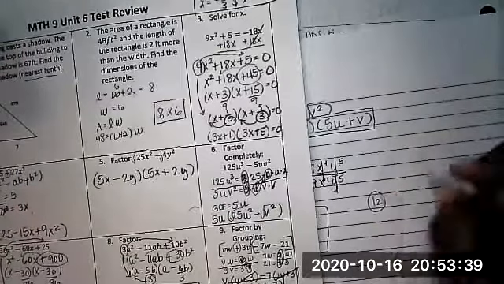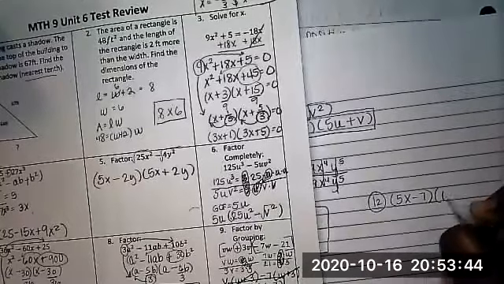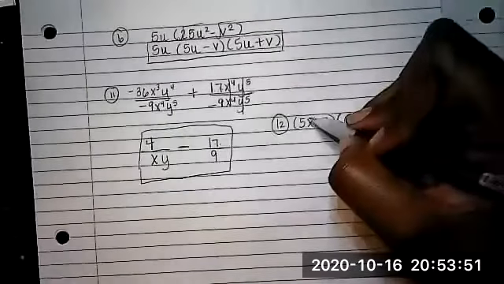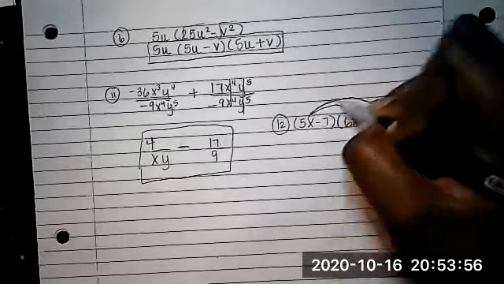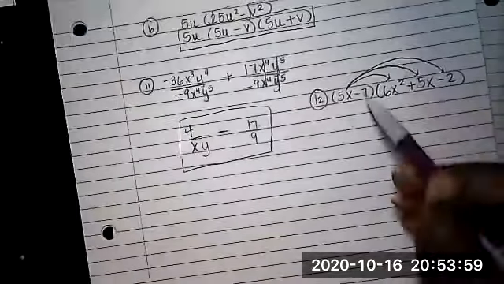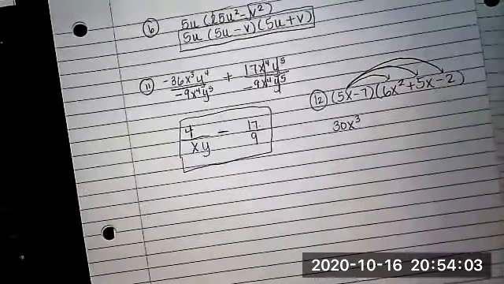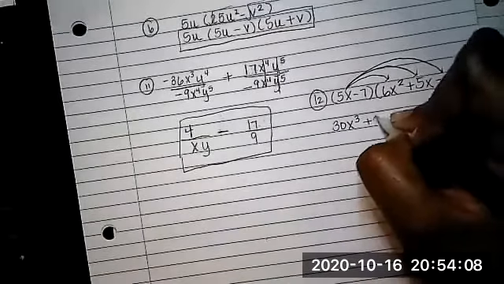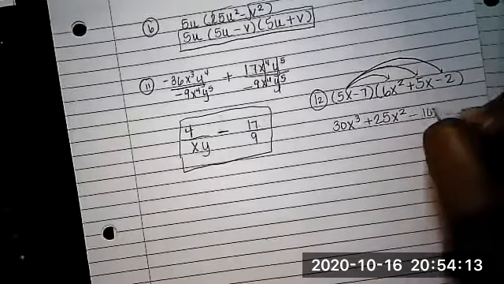This is number 12. So 5x minus 7 and 6x squared plus 5x minus 2. I'm going to multiply 5x times 6x squared, 5x times 5x, and 5x times negative 2. So 5x times 6x squared becomes 30x cubed. 5x times 5x is positive 25x squared. And 5x times negative 2 is negative 10x.